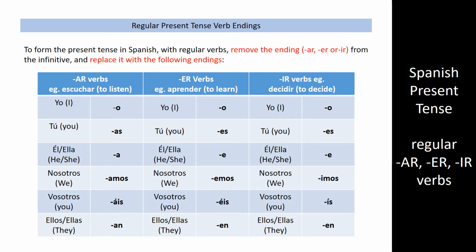So as an example, escuchar, to listen. If you want to say you listen, remove the AR, replace it with AS, and we have escuchas, you listen. Aprender, to learn. If you want to say they learn, take off the ER and the they ending is EN, aprenden. And decidir, if you want to say he decides, take off the IR from decidir, and for he, you replace it with an E, decide. And that's the way it works. So all you need to do is learn these endings off by heart.